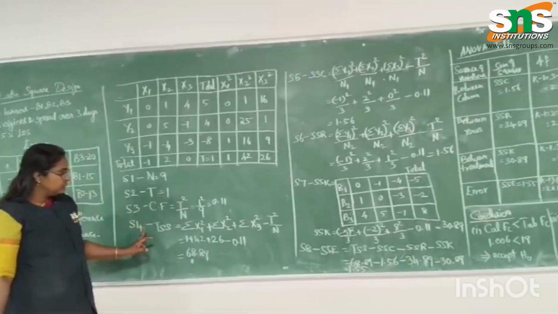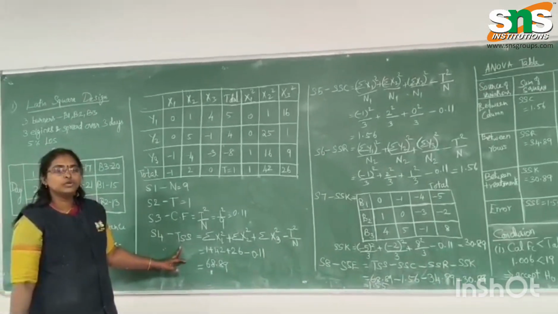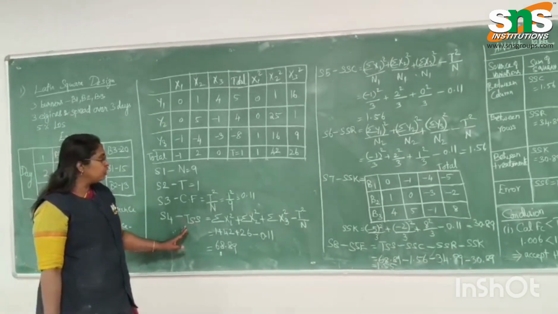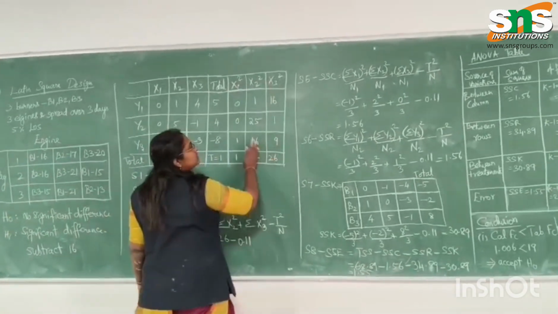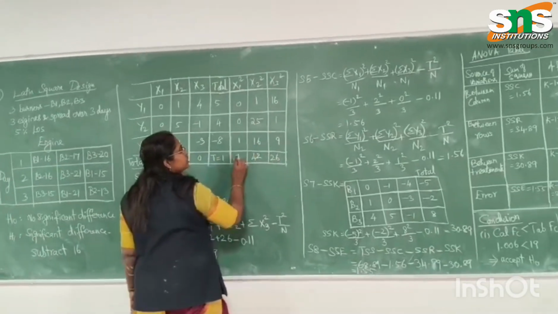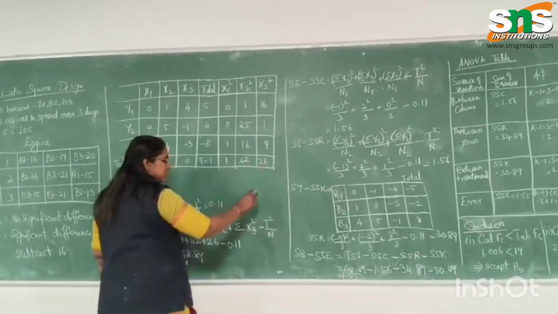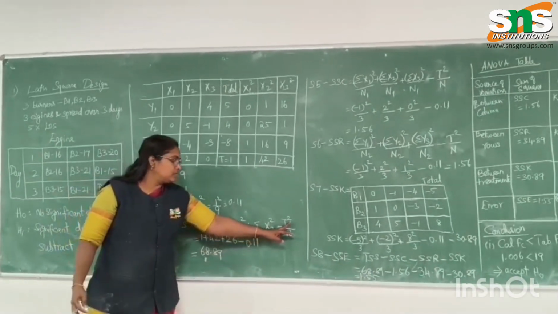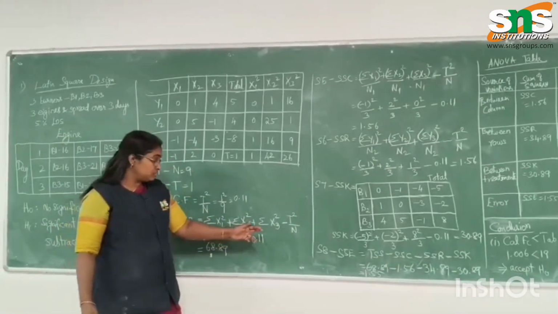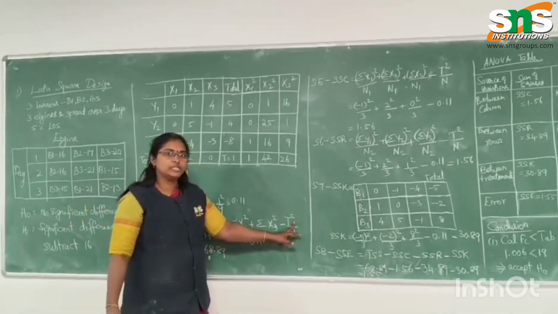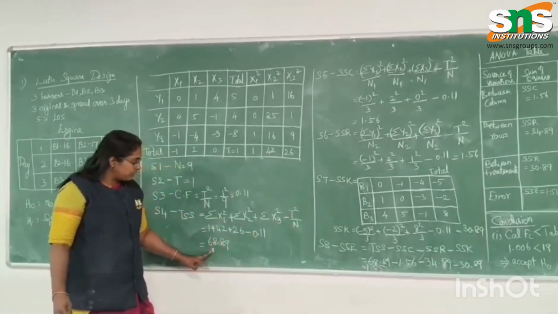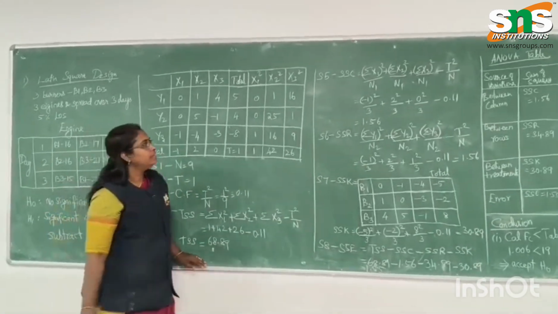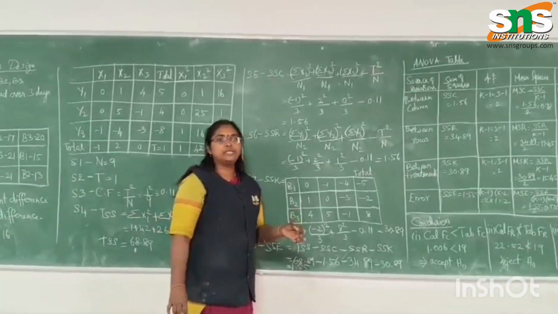Step 4: we go for the total sum of squares. SS means sum of squares, and here we are calculating it for the total. For the total portion we calculated this extra part, which is summation x1 square, summation x2 square, summation x3 square. We add these three, and then we subtract the correction factor. Finally the TSS we got is 68.89.